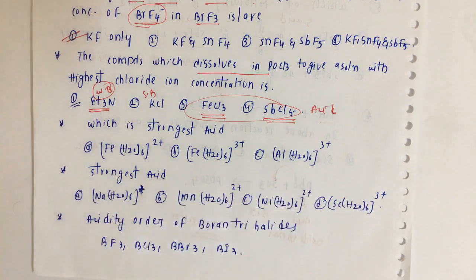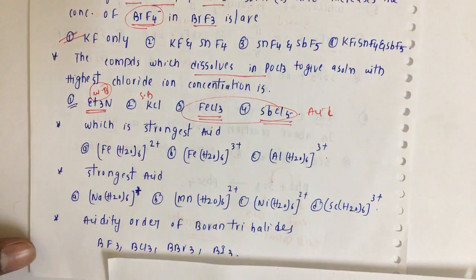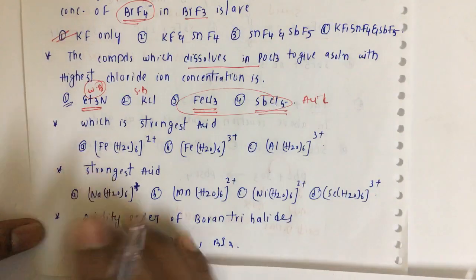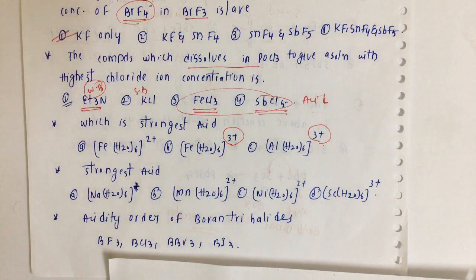And here we have a question about acidity: which is the strongest acid here? So we have Fe plus 2. By taking the oxidation number we can identify. So this is plus 3 and this is plus 3. Since the oxidation number is the same, now we will go for the size. Based on size we can identify which is the correct answer.